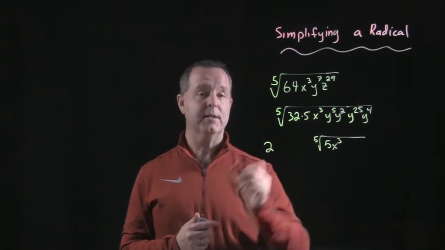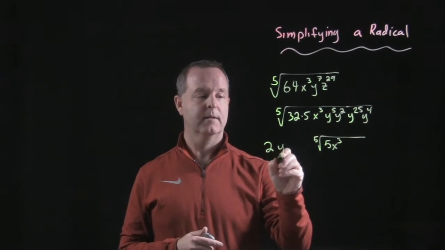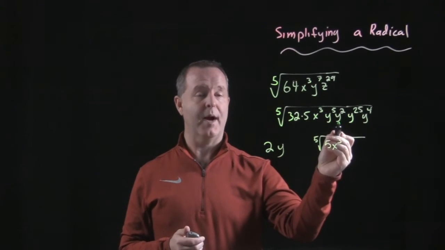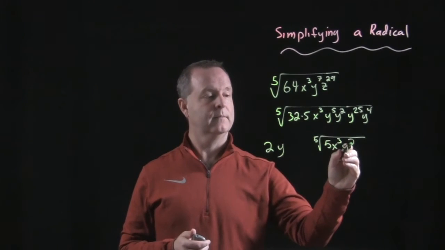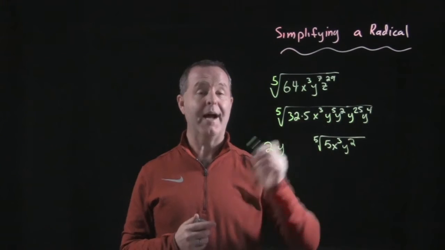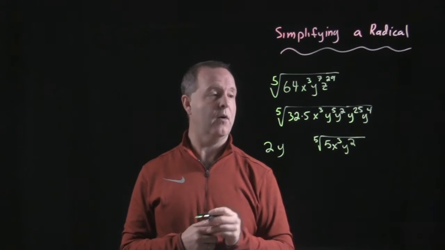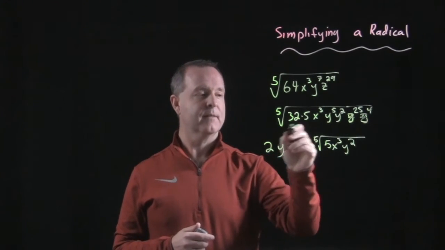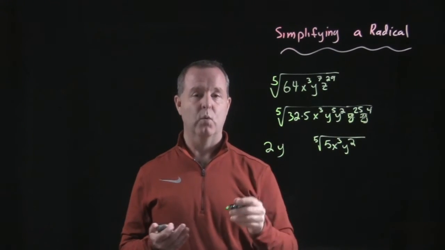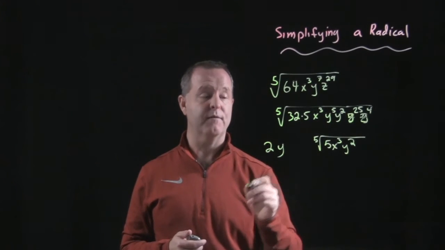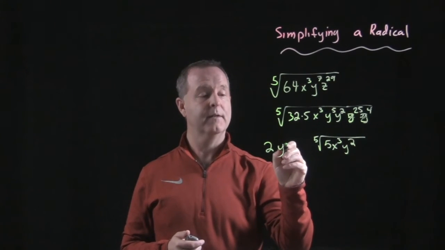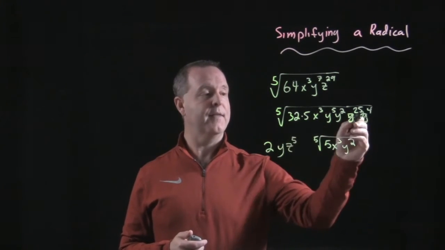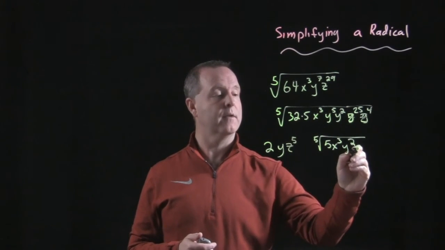The fifth root of y to the fifth is y, because y times itself 5 times is y to the fifth. The fifth root of y squared stays. The fifth root of z to the 25th, what times itself, those are z's, folks. Z to the 25th, what times itself 5 times makes z to the 25th? 25 divided by 5 gives me z to the 5th. And then I have the fifth root of z to the 4th.